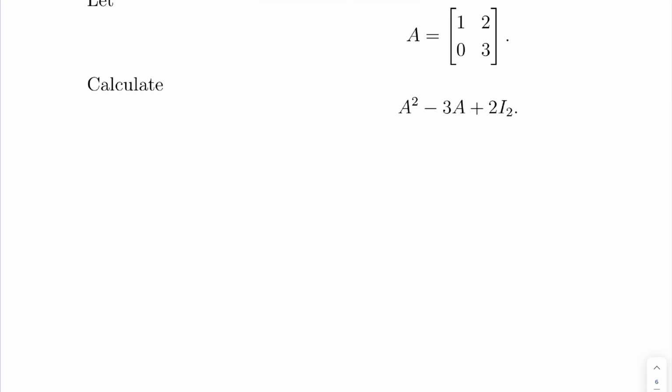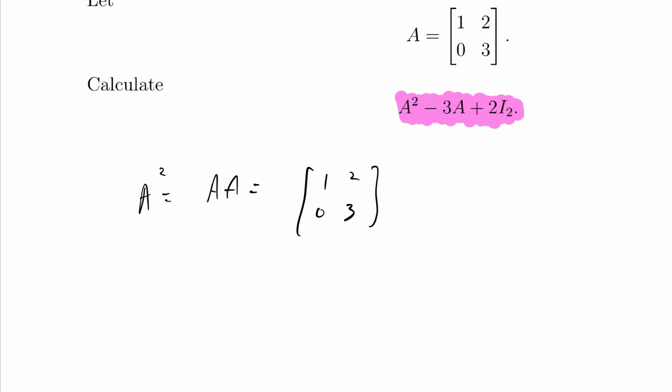All right, in the next question here, they give you a matrix A, and they want you to calculate A squared. They want you to calculate A squared minus 3A plus 2I. So I'm going to go ahead and do that. So first of all, A squared is defined to be matrix A times A, which is going to be 1, 2, 0, 3 times 1, 2, 0, 3.